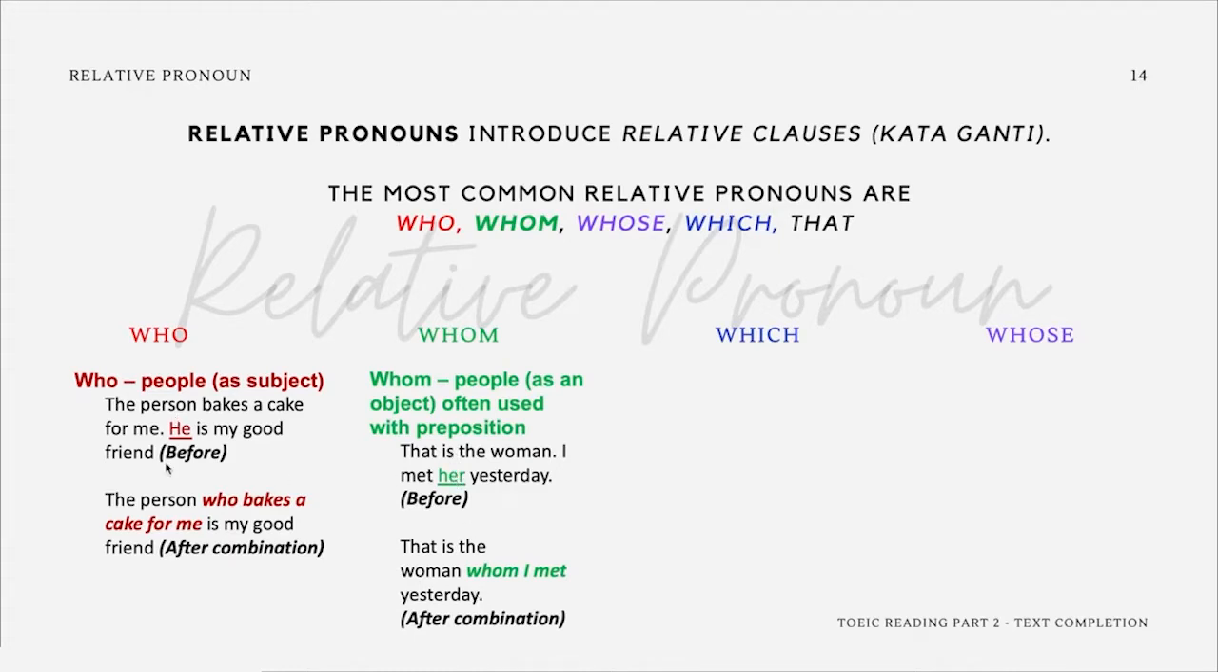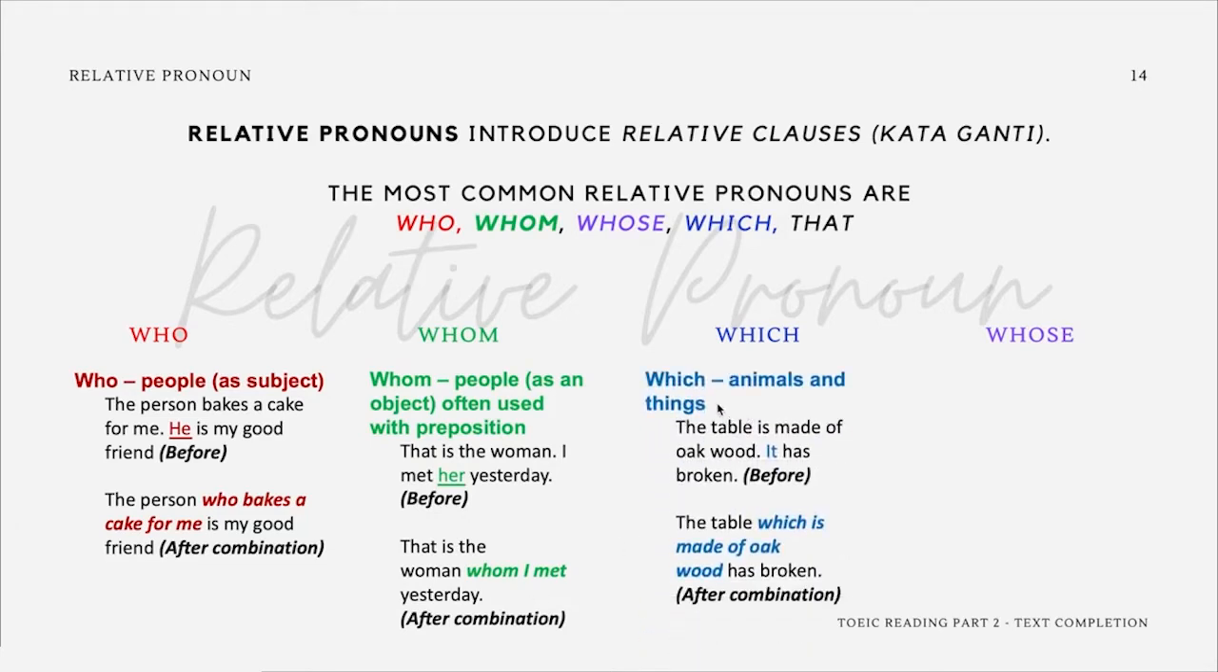Take a look at the who over here. We deleted he. Over here we deleted her as an object. So I stays as a combination of the words: that is the woman whom I met yesterday.